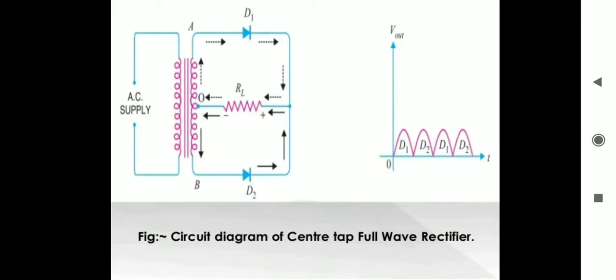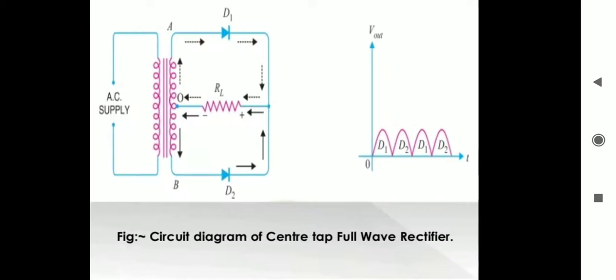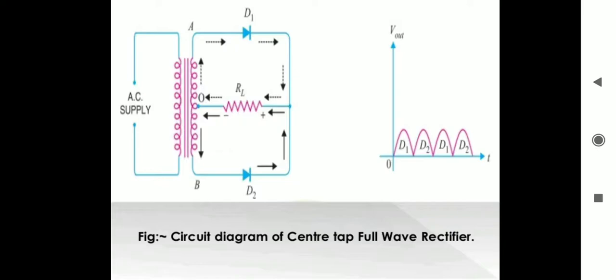When the diode D2 conducts while D1 does not, current I flows through the diode D2 and load resistor RL, from the lower half of the secondary winding as shown by the arrow symbol. The current flowing through the load resistor RL is in the same direction during both the positive and negative half cycle of the input. The DC output voltage is obtained across the load resistor.